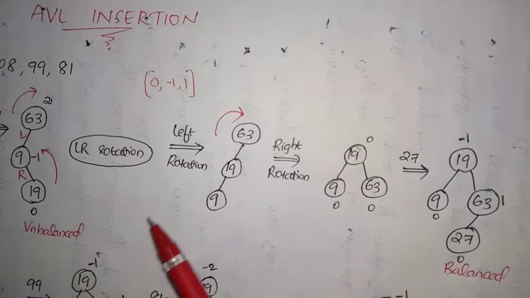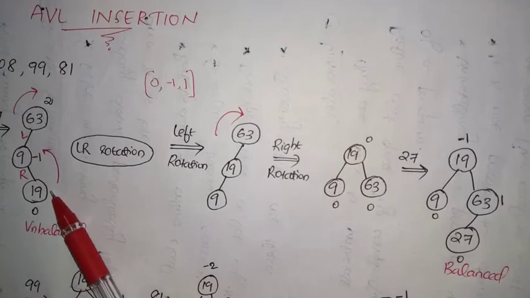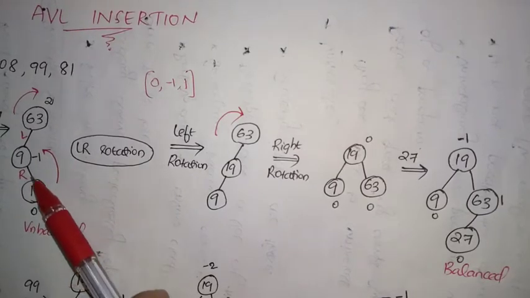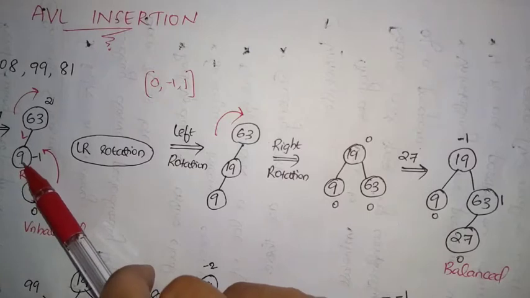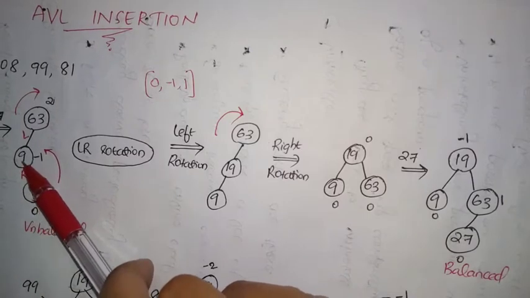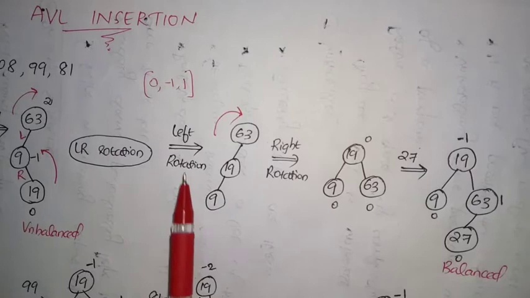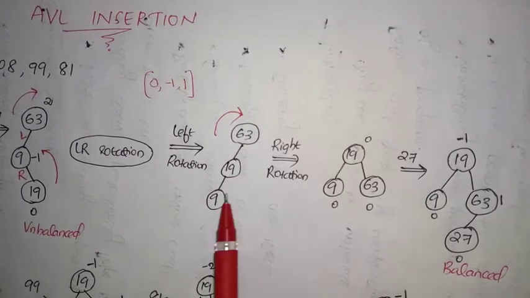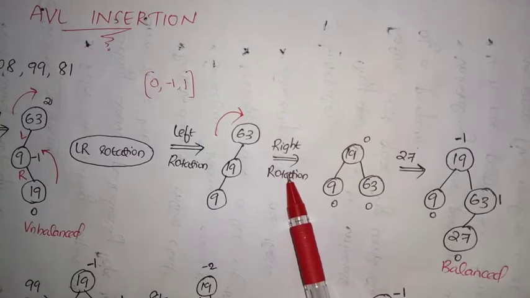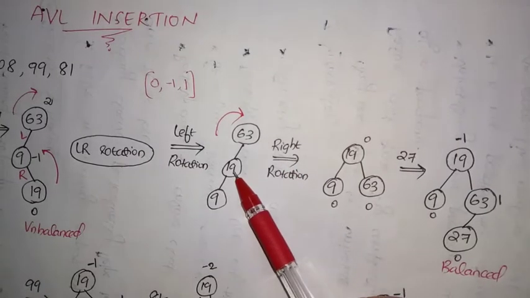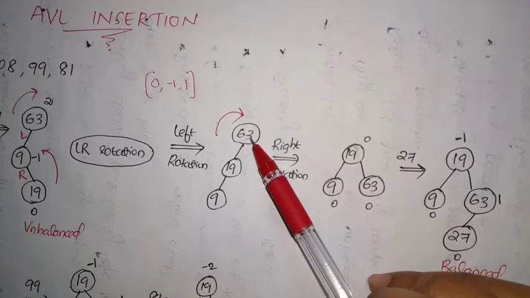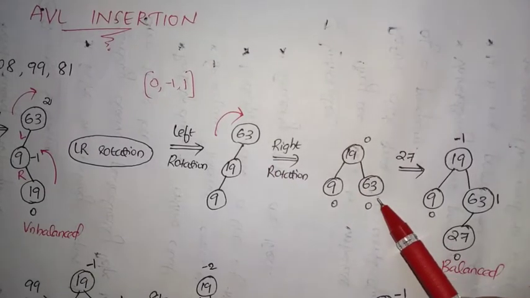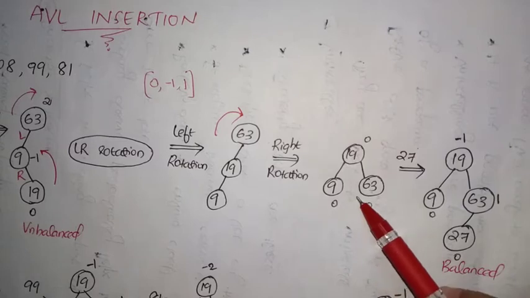So first of all, we perform a left rotation here in the anti-clockwise direction. So 19 moves upward and comes in place of this 9, wherein 9 moves downward. After the left rotation, our tree will be like this. Then again we need to perform a right rotation. So 19 moves upward and 63 comes downward. So this is our tree.